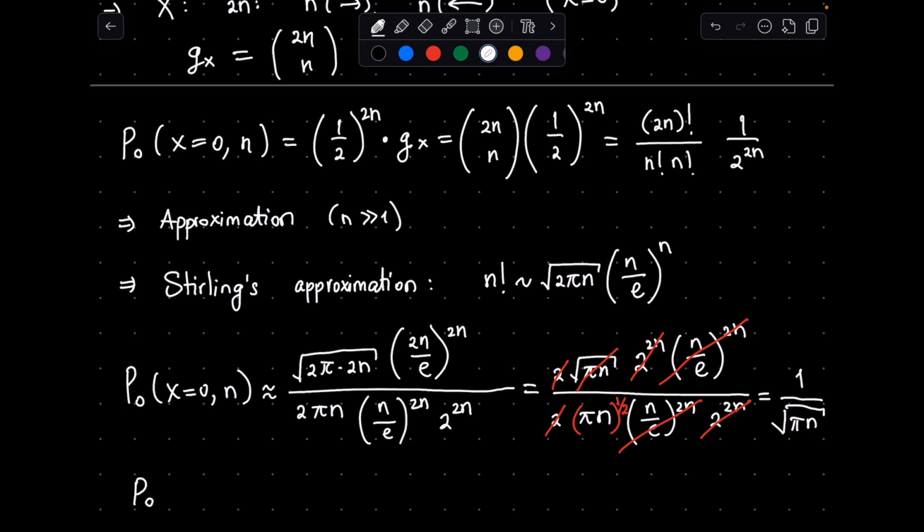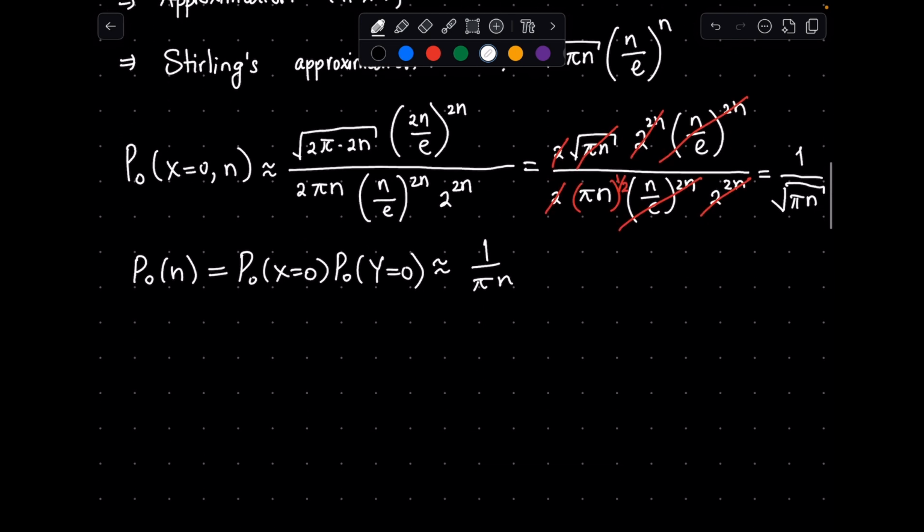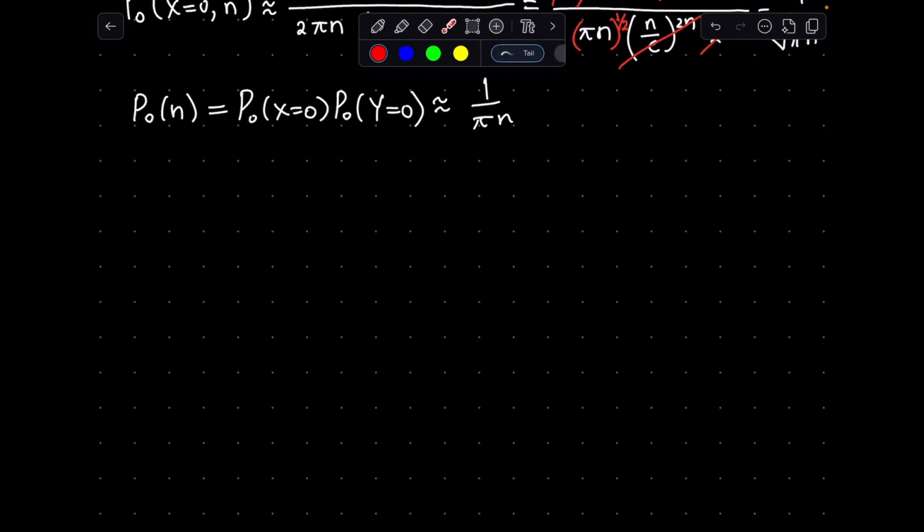Now, as we said, the x and y components are independent, and also they have to be the same as they are symmetric. Therefore, to get the two-dimensional probability, we multiply the x and y components, giving 1 over pi n. Now, this probability that we just found is the probability that the random walker is at the origin at exactly 2n steps. However, we want to find the probability that it ever comes back to its origin.